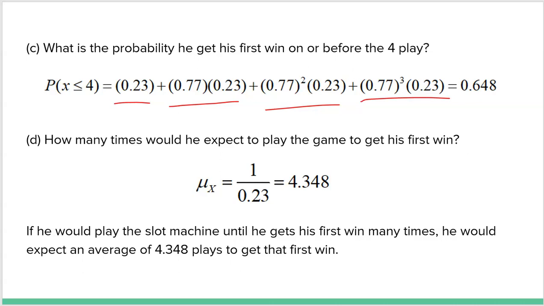So what this is saying is that if Frank were to play this slot machine many, many times, and he's going to keep playing until he gets his first win, and write down how many plays it took, and then do it again and again, sometimes it might happen on the very first play. Sometimes he might have to wait till the eighth play. But the average number of plays until he gets that first win is 4.348.